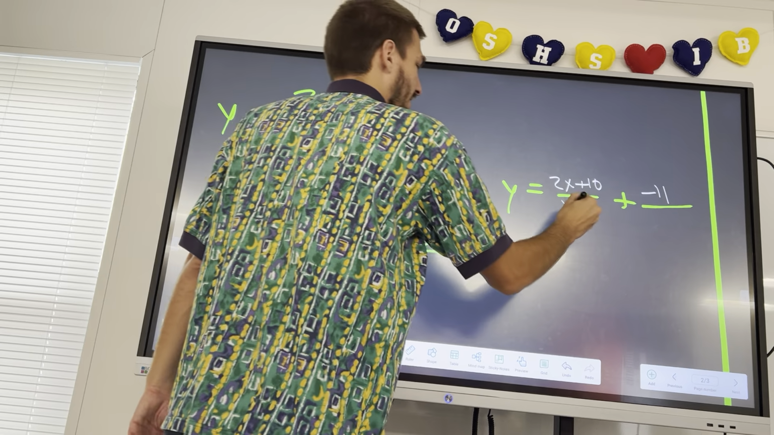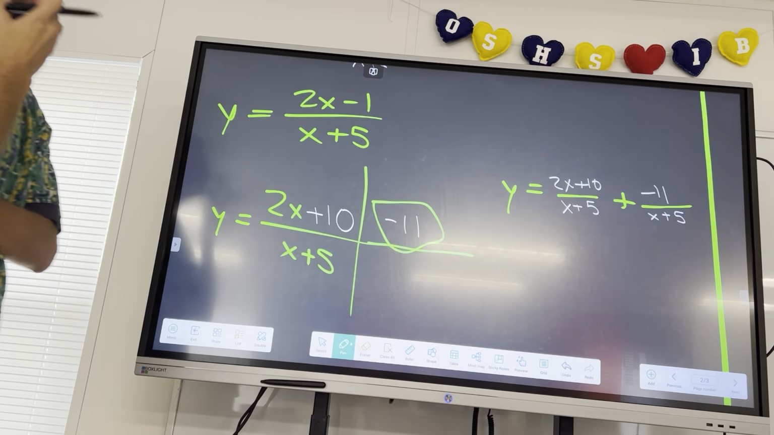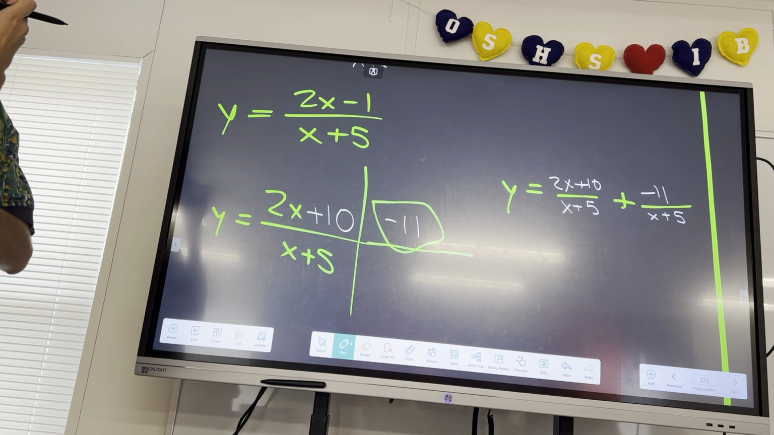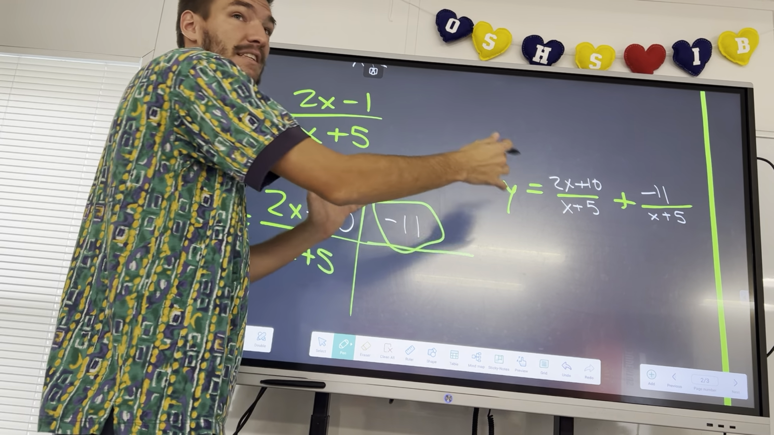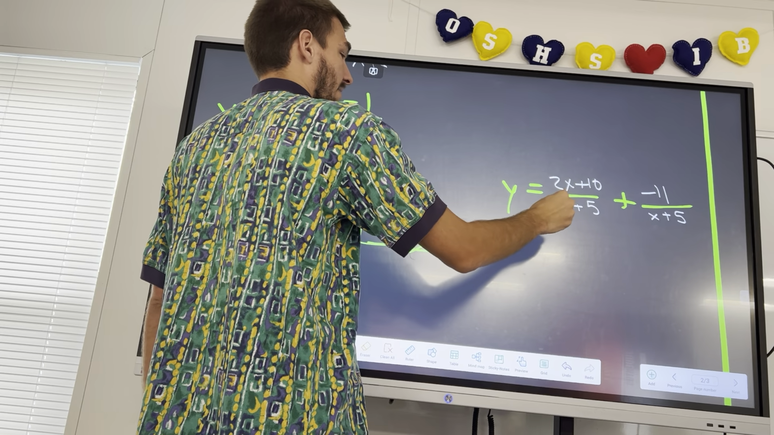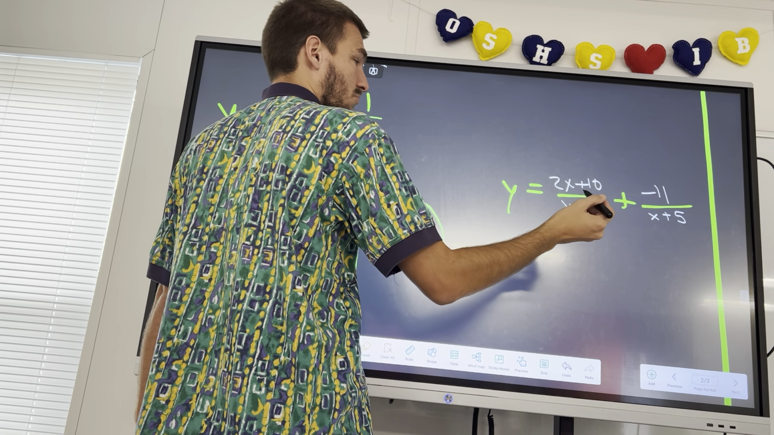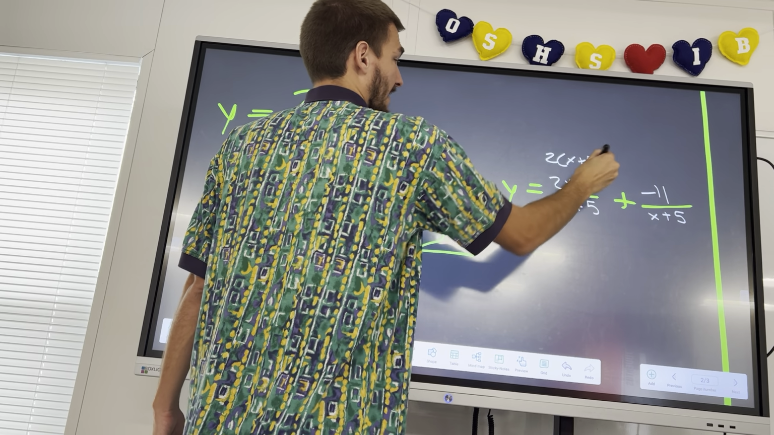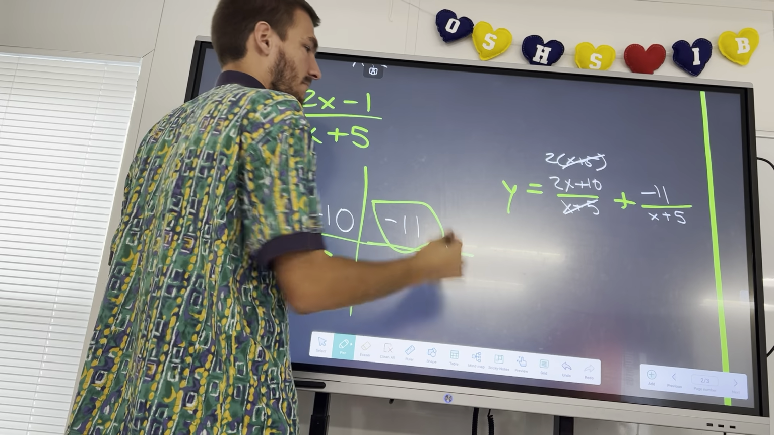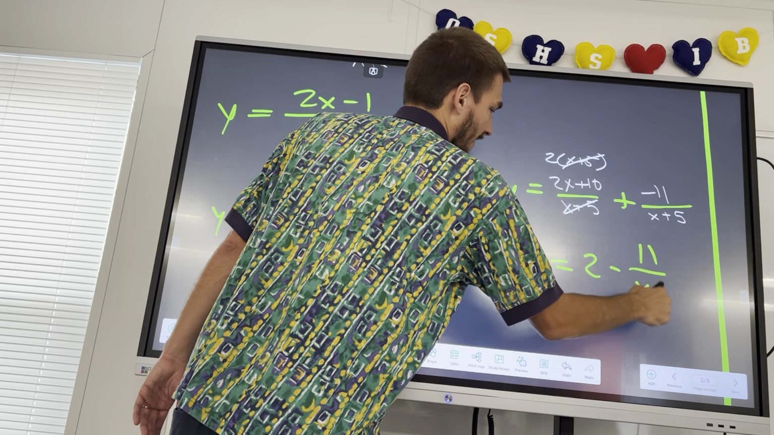And of course, they both have the same denominator, plus 5 and plus 5. So now we're in business because this is just a nice whole number. What is 2x plus 10 divided by x plus 5? And if you need proof, do GCF. It looks like this. Now it's just a 2. But anyways, y equals 2 minus 11 over x plus 5.